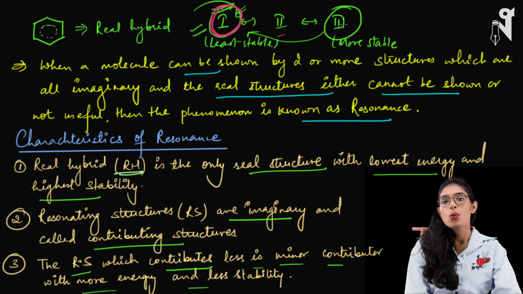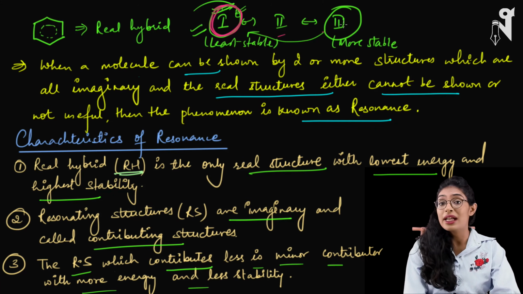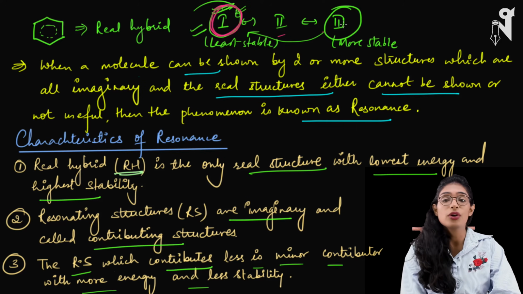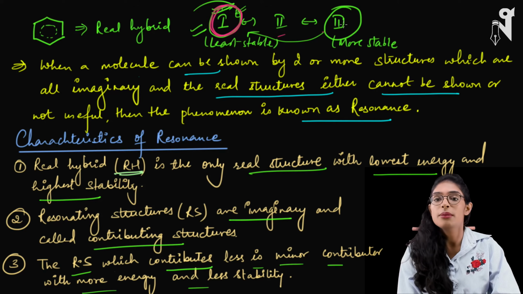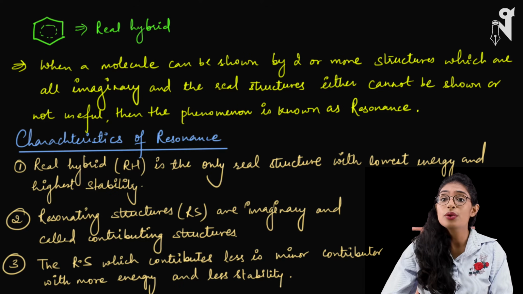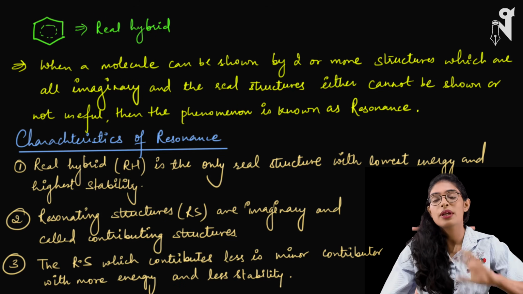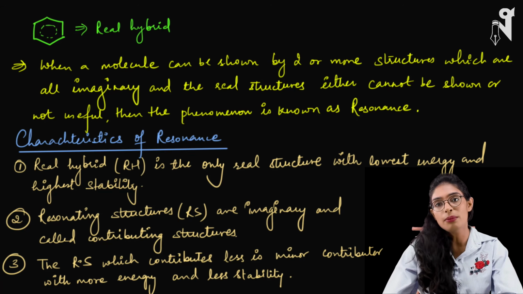This is what exactly happens. So resonating structures which are contributing less have basically more energy. They are less stable, and we also call them minor contributors, not the major contributors. Minor contributors in terms of the properties. So they will contribute very little to the property of the molecule.